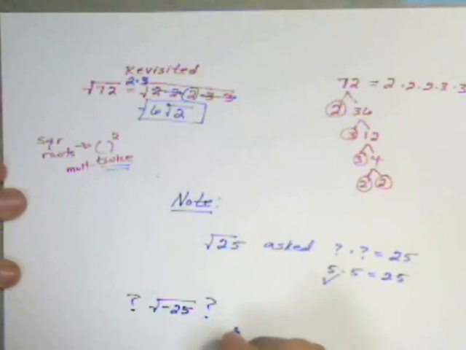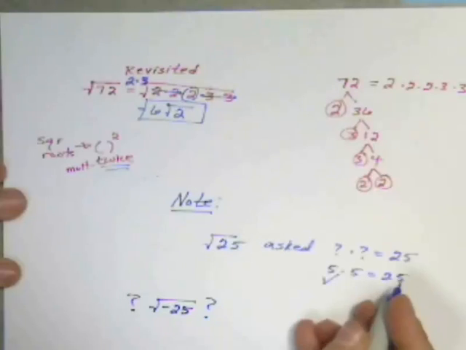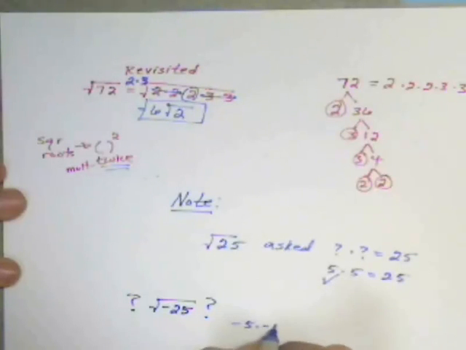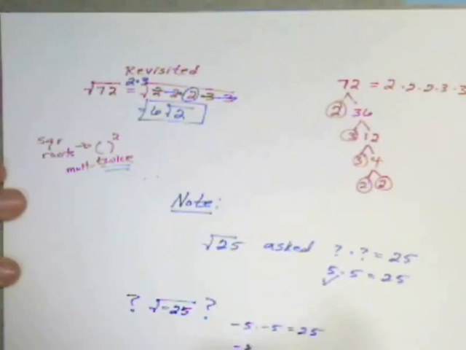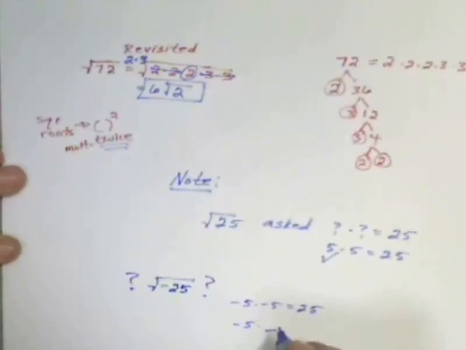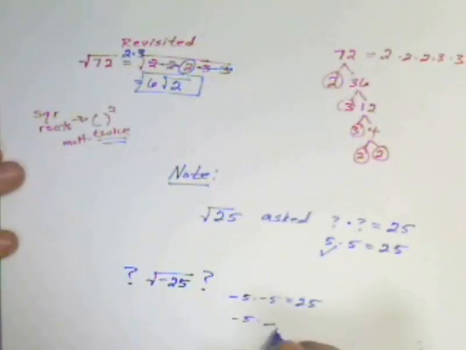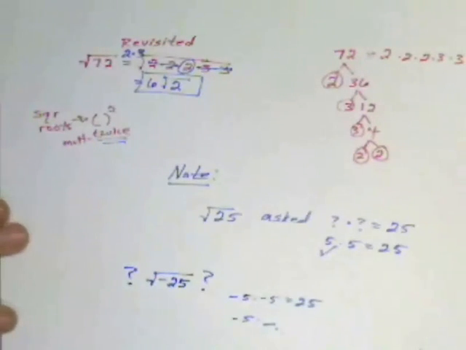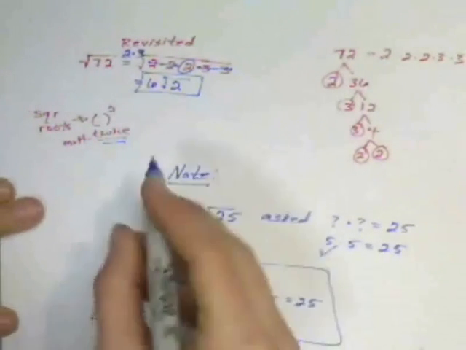Let's see, well, we know 5 times 5 is 25. Negative 5 times negative 5? No, that's still 25 because they have the same signs. And you can't mix them because it has to be the same number. You can't write negative 5 with positive 5 because it has to be the same number being repeated. That's the rule that you follow. This right here is not okay.